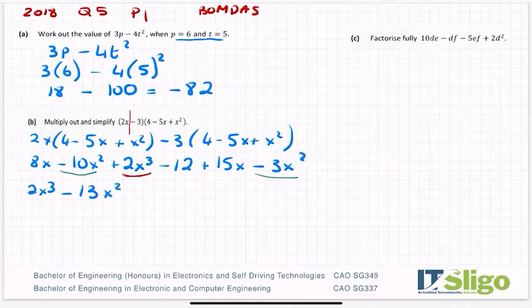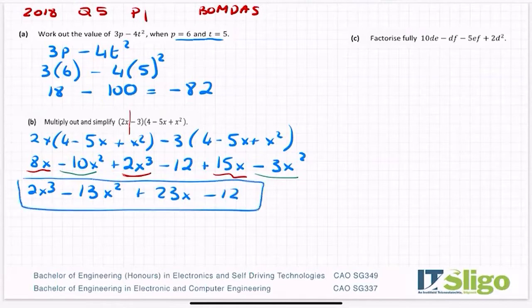Okay, and then I have 15x here, 8x here. So 15 and 8 are 23x and the minus 12. Okay, and that's it in its simplest form. Okay, there's nothing more you can do with that.